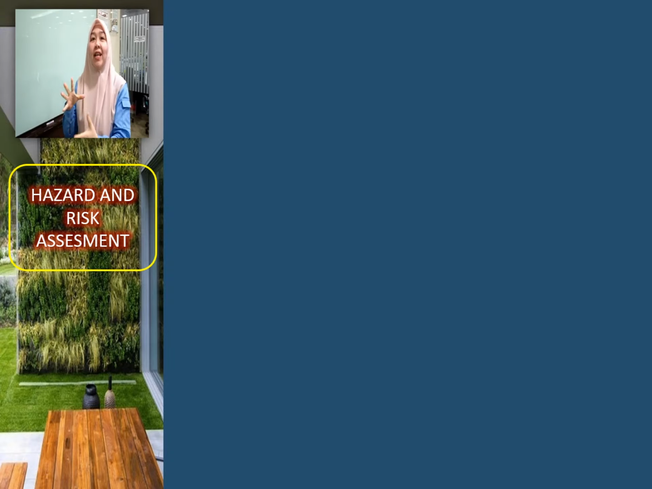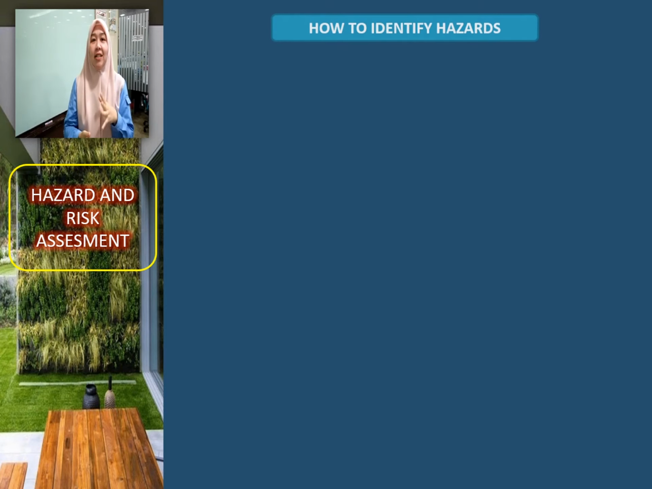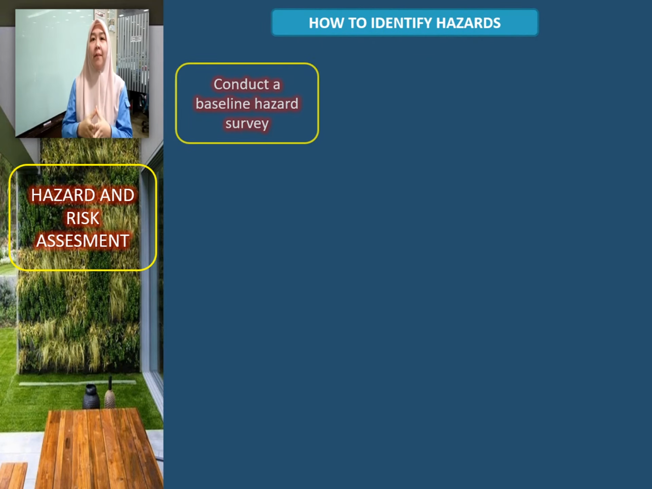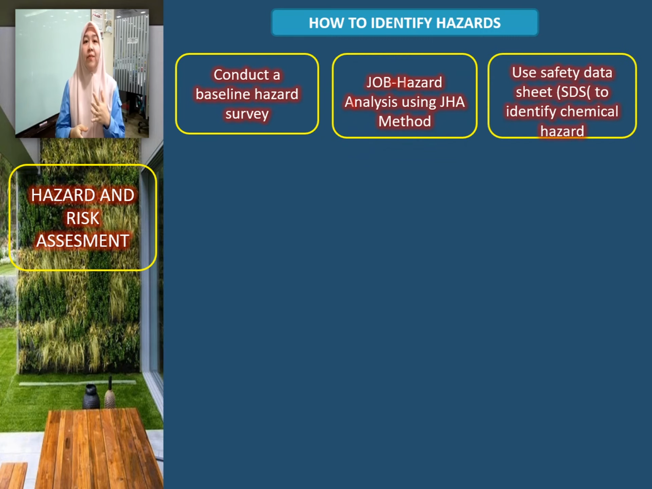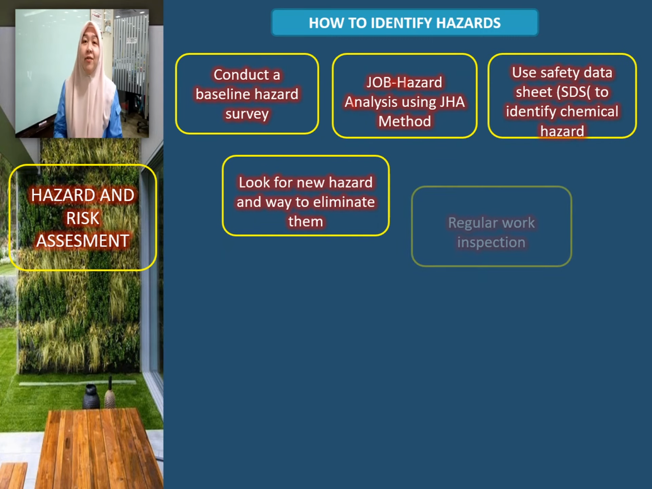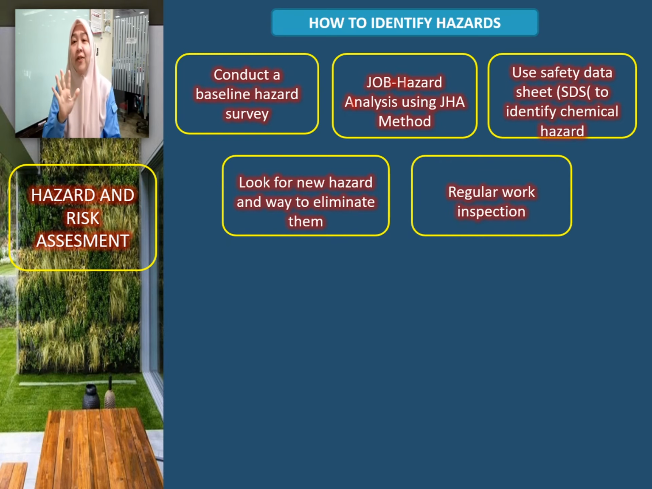We move to hazard and risk assessment. Okay, a hazard is something that can cause harm if we do not control it. So, how to identify the hazard? Okay, there are 5 things to identify hazards and make a workplace much safer. First one, conduct a baseline hazard survey at the workplace, and then the second one, do a job hazard analysis.